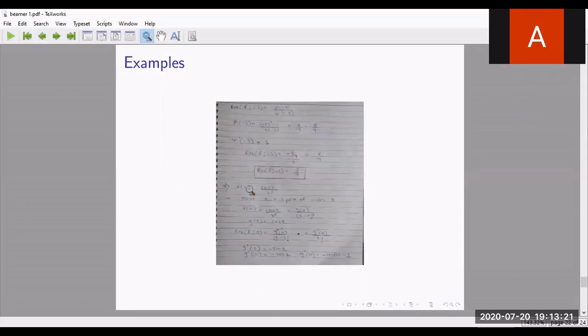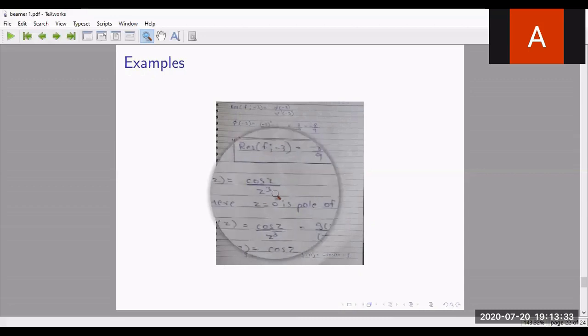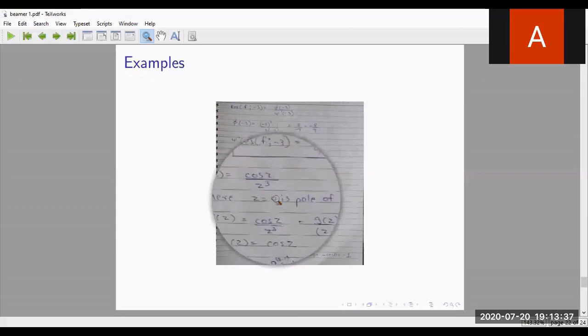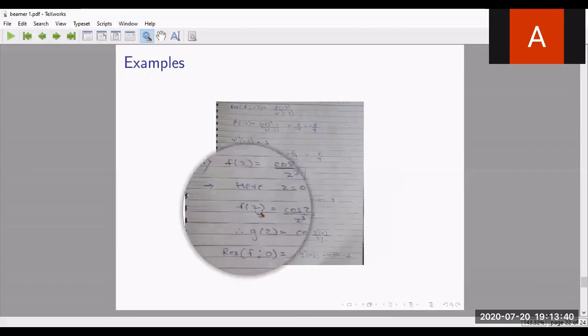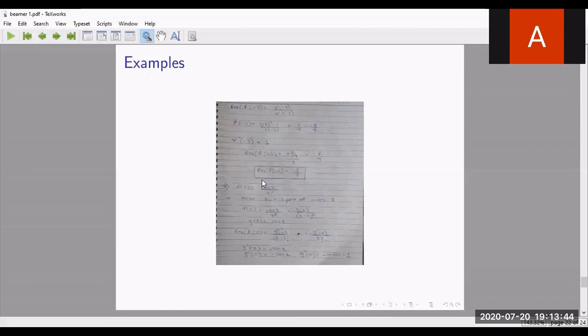Now the third example, f of z is equals to cos z by z cube. If I put z equals 0, the denominator becomes 0. And what is the degree of this term? 3. Means z equals 0 is a pole of order 3. Now here it looks like some g of z by (z minus z naught) raised to n, as we have seen in the definition of a pole. So what will be our g of z? Cos z, and it is a pole of order 3.